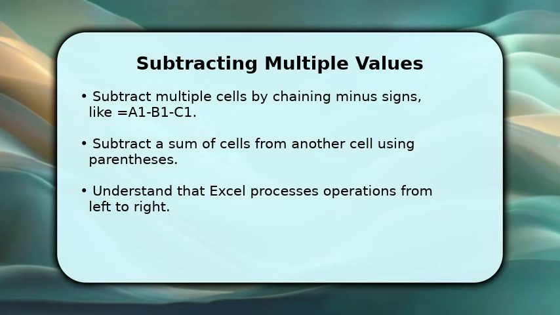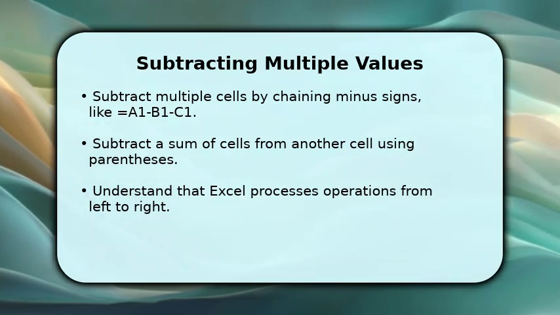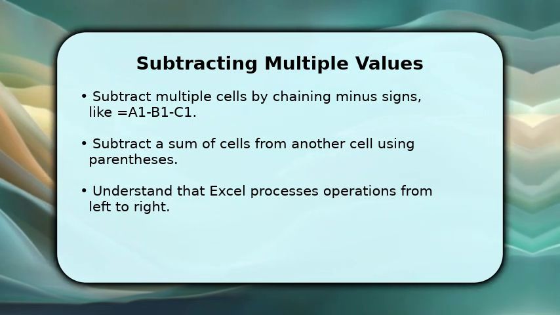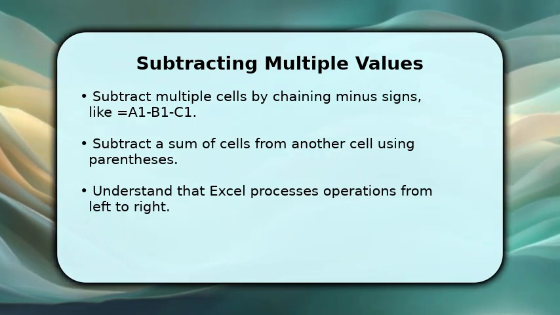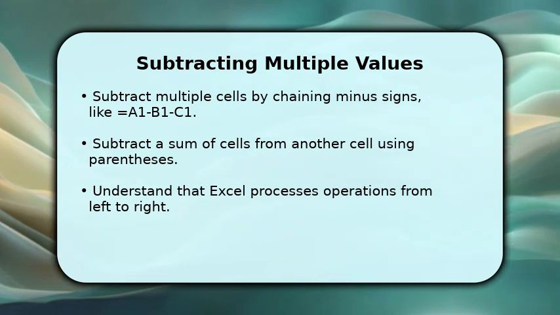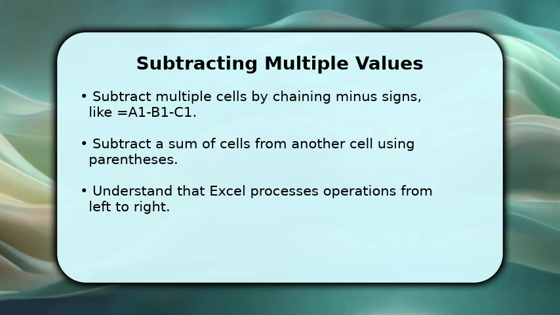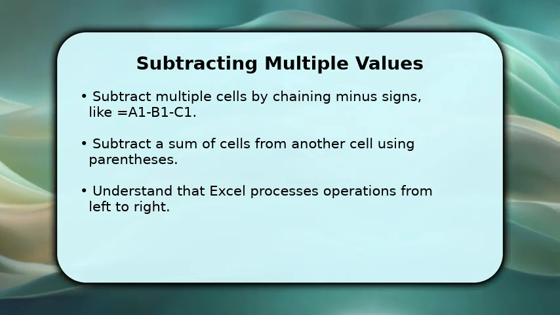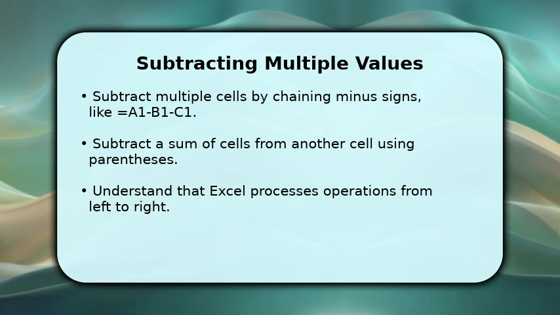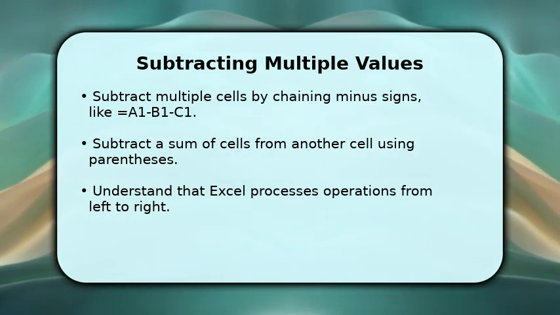When you need to subtract more than two values, you can simply continue adding minus signs and cell references to your formula. For instance, equals A1 minus B1 minus C1 will work. For more complex scenarios, like subtracting the sum of several cells from another, use parentheses to control the order of operations, ensuring your calculations are accurate.